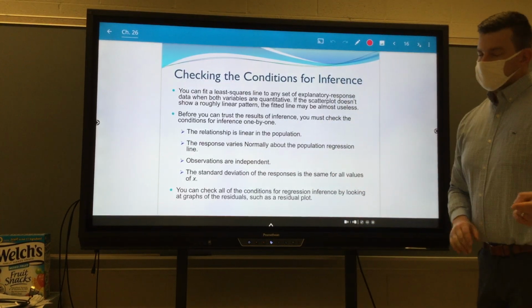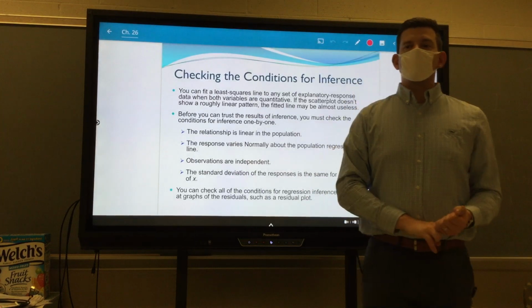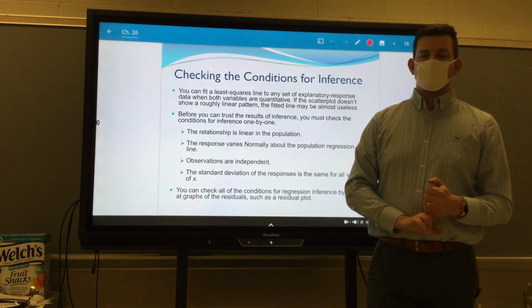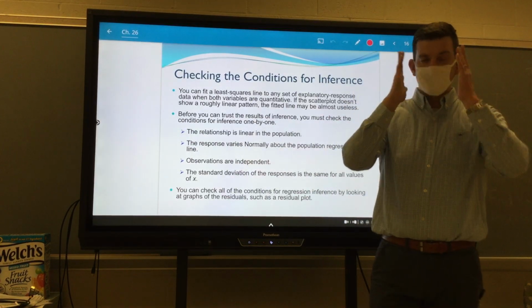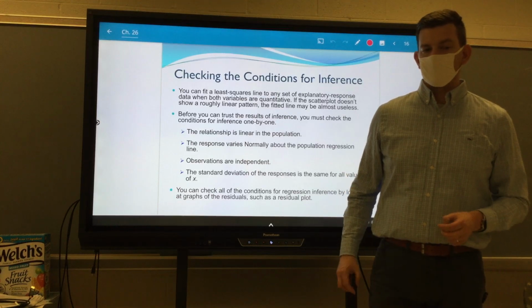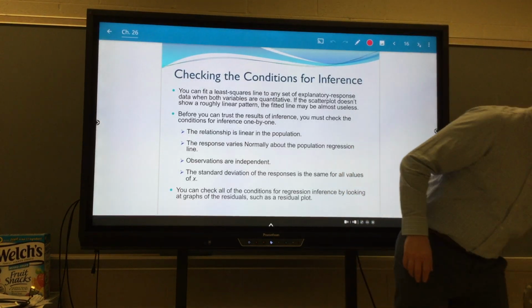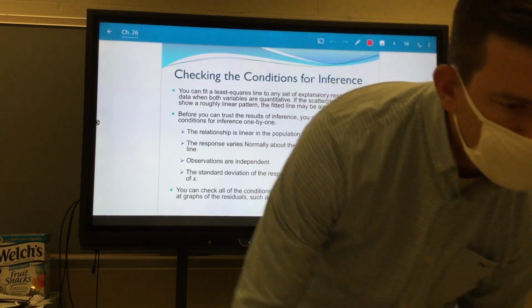Okay, I'm going to flip screens. We're going to take a look at how the calculator will do this and how Excel will perform this for us as well. So, get this going.